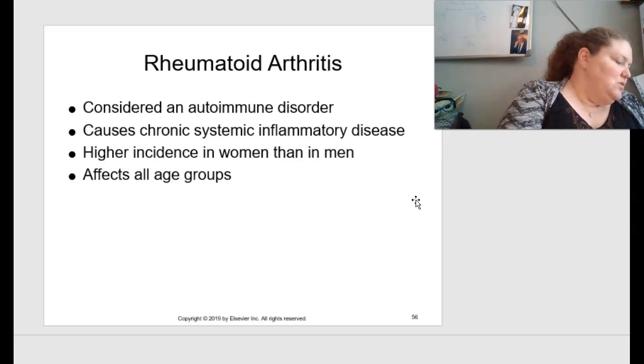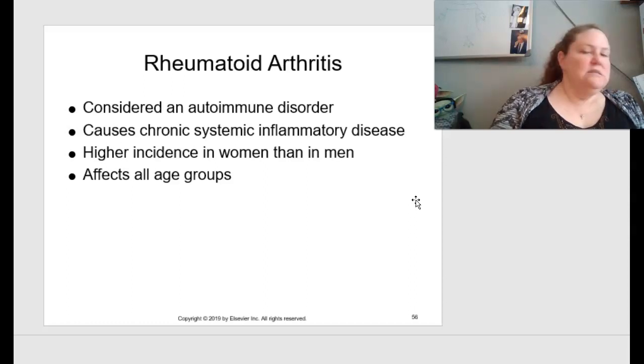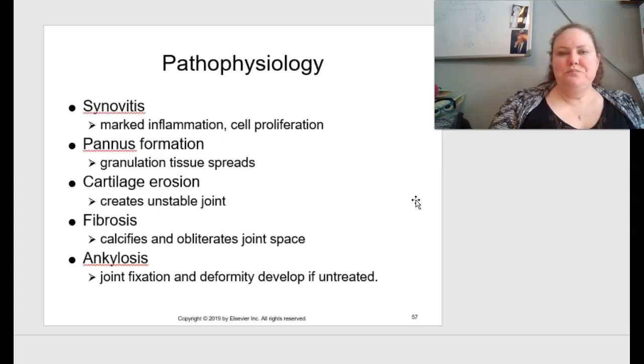So moving on to another very common disease, and this would be rheumatoid arthritis. This is considered to be an autoimmune disorder, and this is covered on page 178. This causes chronic systemic inflammatory diseases, and it has a higher incidence in women than it does in men, but it does affect all age groups. Interestingly enough, I have an aunt that has rheumatoid arthritis, and then her child had it but outgrew it.